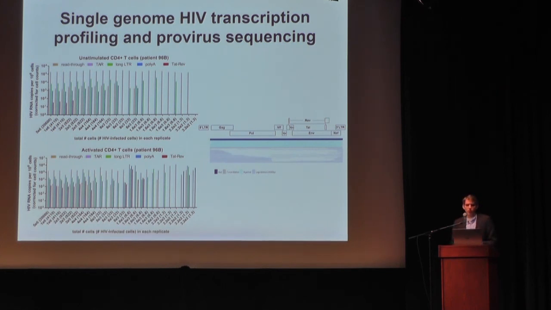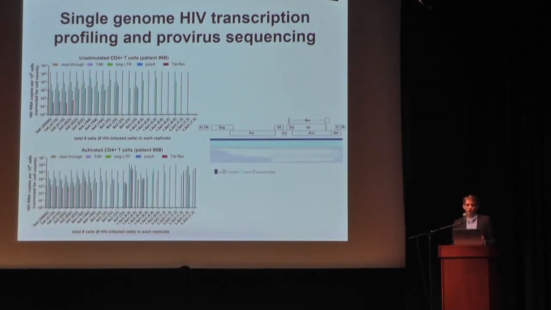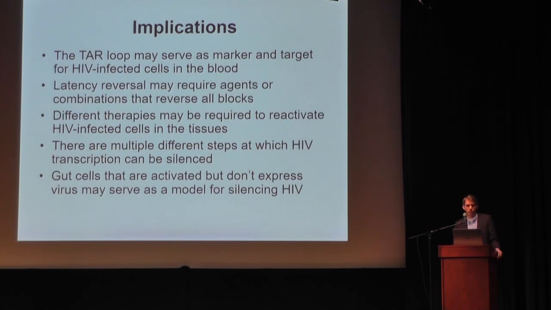And so in this grant, we're going to be looking at cells from patients, from different tissues, determining whether they're infectious or non-infectious proviruses, and looking at their transcription, as well as their integration site and chromatin accessibility. And so just to conclude, we think that the main reversible blocks to HIV expression in circulating cells are blocks to elongation and completion and multiple splicing. These blocks operate in most cells, and we think they're the mechanisms of latency in the blood, although in the gut there may also be a much stronger block to initiation of HIV transcription.